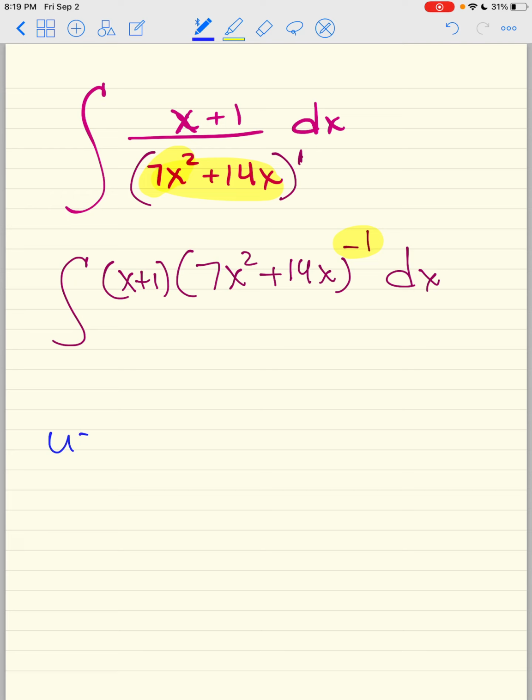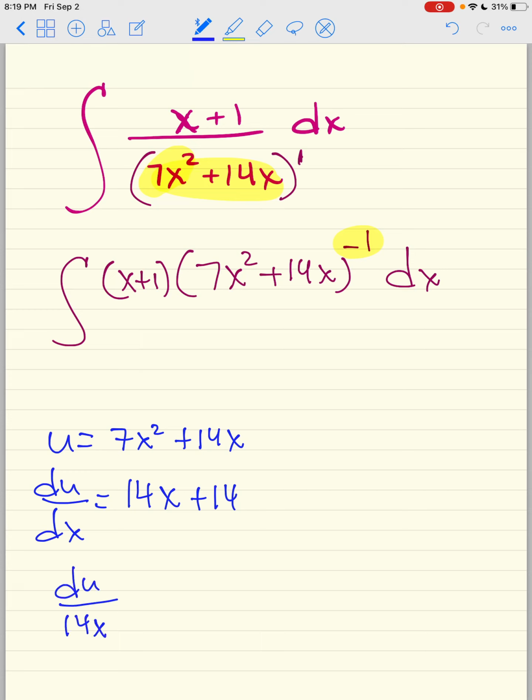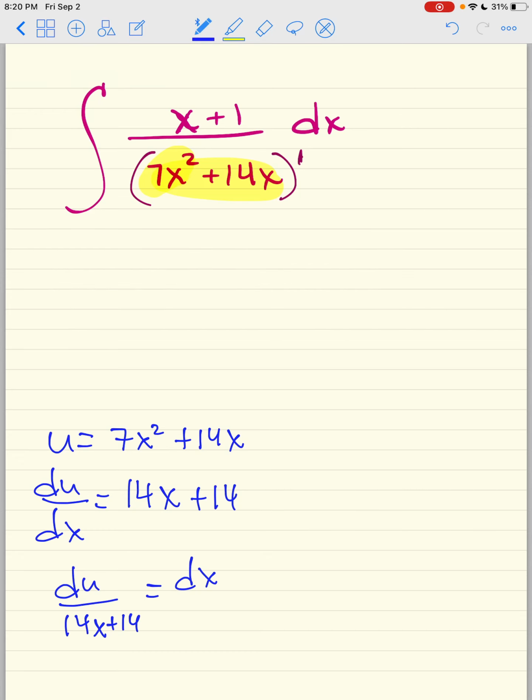Okay? So let u equal 7x squared plus 14x. du dx is equal to 14x to the first plus 14. du over 14x plus 14 is equal to dx. Great. So we're going to go back in order. And what I'm going to do here is I'm actually just going to rewrite this just like this. x plus 1 over u, du over 14x plus 14.